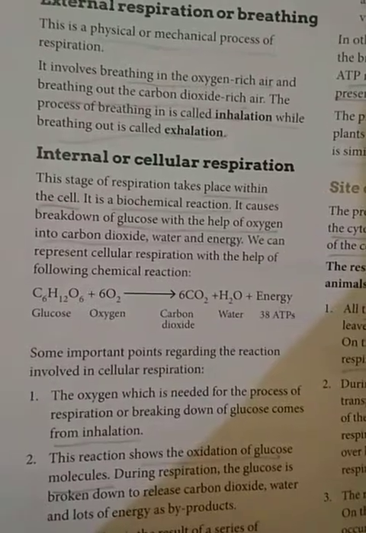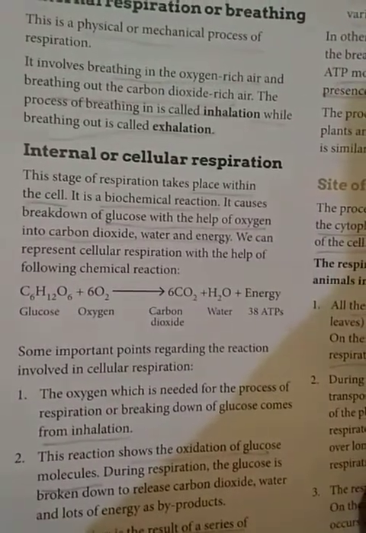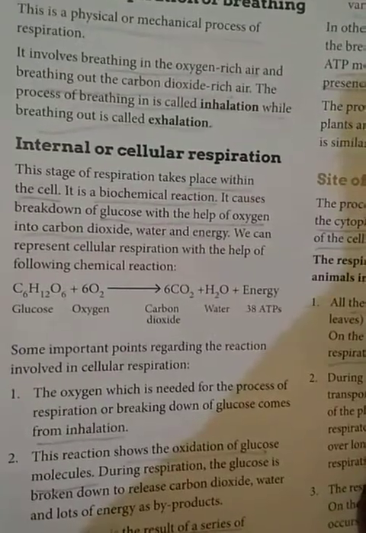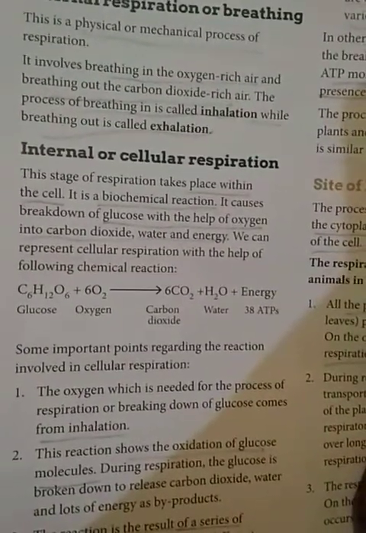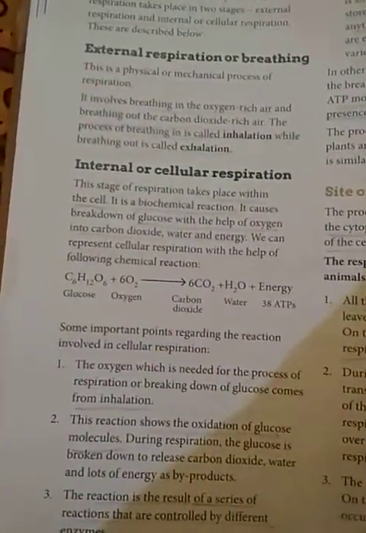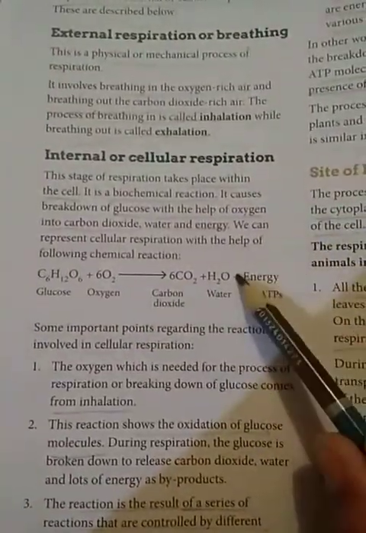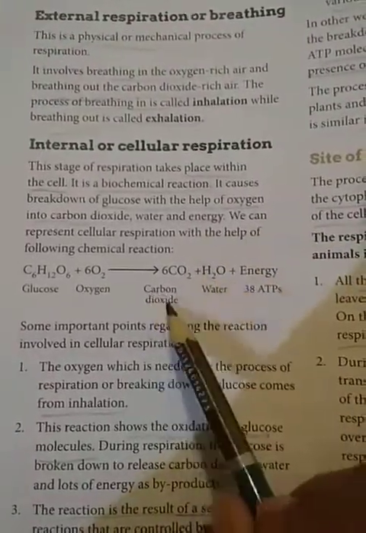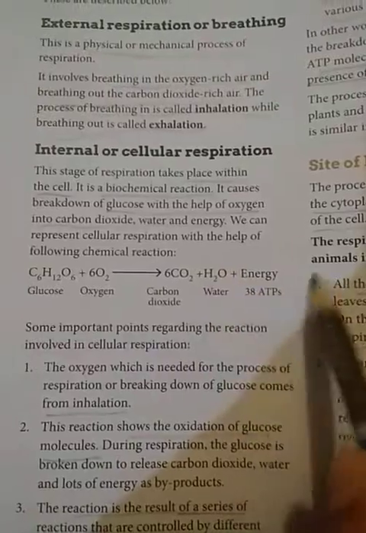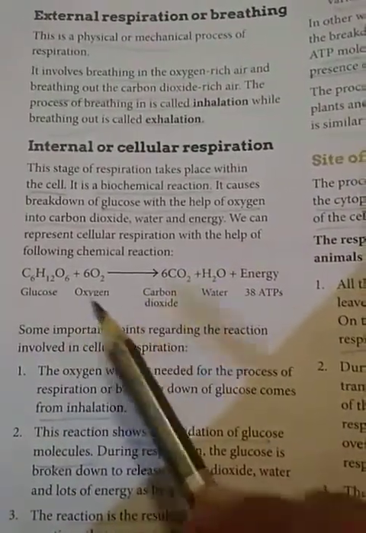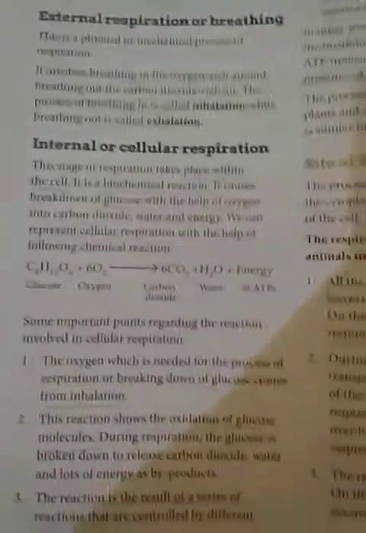Glucose in the presence of oxygen is being broken down to carbon dioxide, water and energy. Energy has to be released because our body needs energy so that it can perform different life activities. For performing these life activities, we need the energy, and energy is released by the breaking down of the glucose, by breaking down of the food that we consume.